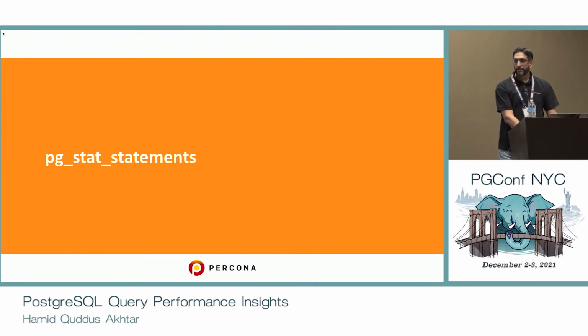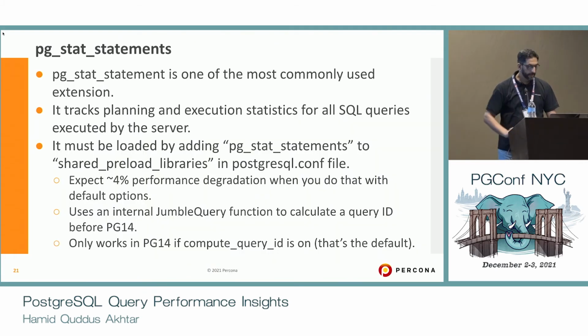pg_stat_statements is an extension that's available in the contrib module with Postgres. It needs to be installed separately. It's packaged with the contrib packages, whether RPM or debs. It's a statistics-focused extension, so it's going to provide you with a lot of numbers, with a lot of details. And what it really focuses on is planning and execution statistics.